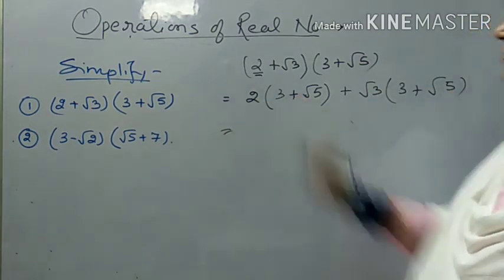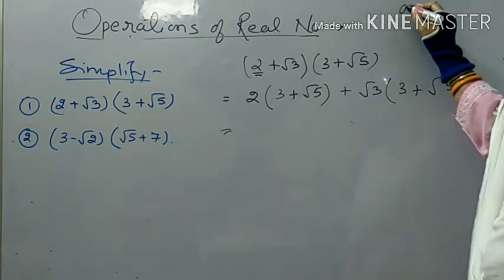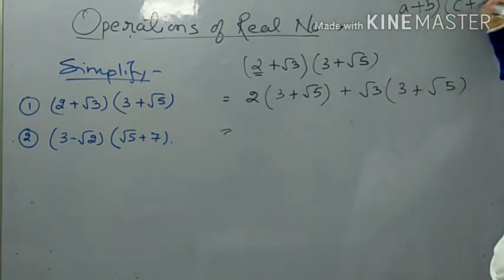Now how do we do this? Just like you did a plus b into c plus d. In the algebraic expression you have done a binomial by a binomial. So first term of the binomial into the second binomial.